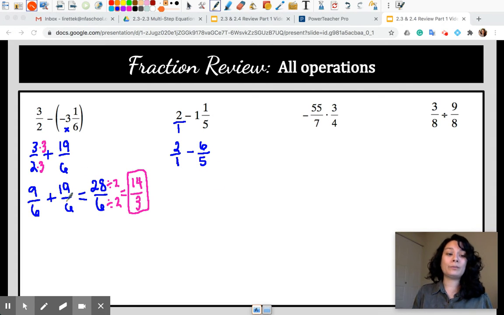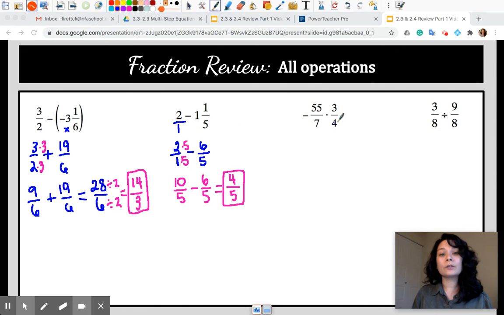And I'm going to basically repeat what I did here for the first one. I'm going to find their LCD. So when I look at 1 and 5, I'm asking myself, what's the smallest number they can both make? That would be 5. Again, I don't have to change the second one. I got lucky here, but I do have to change this first one. And to go from 1 to 5, I simply multiply by 5. This first fraction is going to turn into 10 divided by 5. Second fraction stays the same. And now I can subtract my numerators. 10 minus 6 will give me 4. Denominator stays the same. 4/5 doesn't reduce. Here's my final answer.